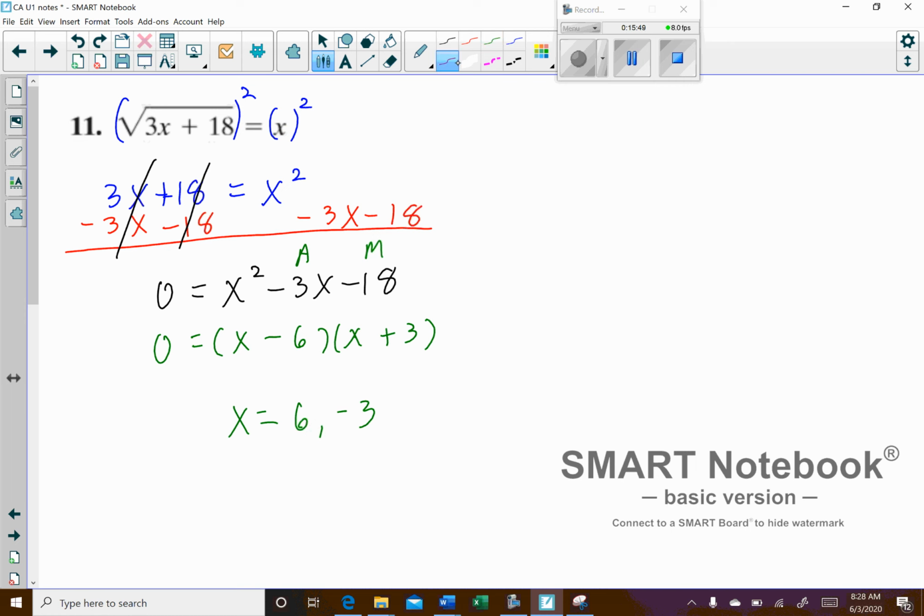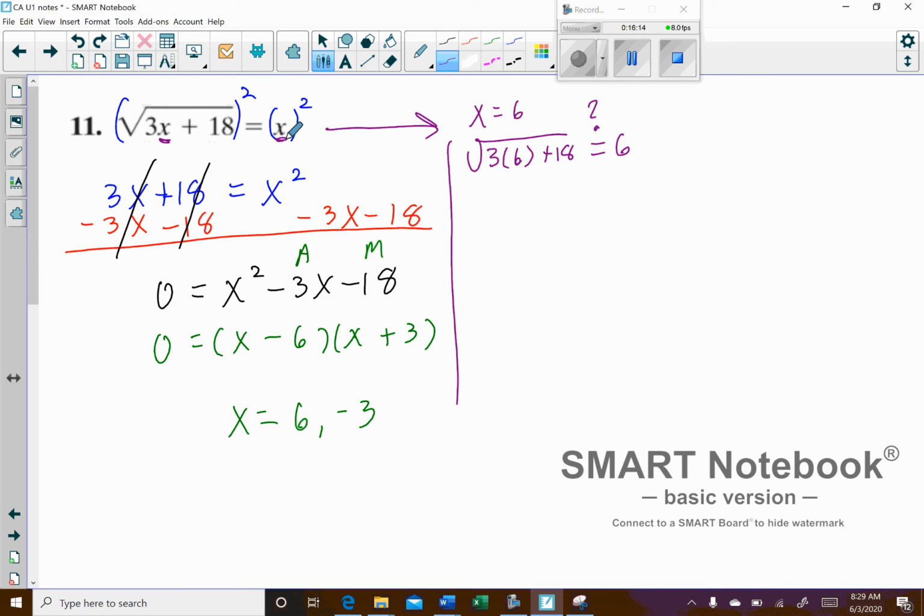And the only way we're going to know is by checking them. So we'll bring this over here. We'll start with 6. We'll let x equal 6. So we're going to the square root of 3 times 6 plus 18 equals 6. See, I'm just plugging in 6 in both spots where x appears.